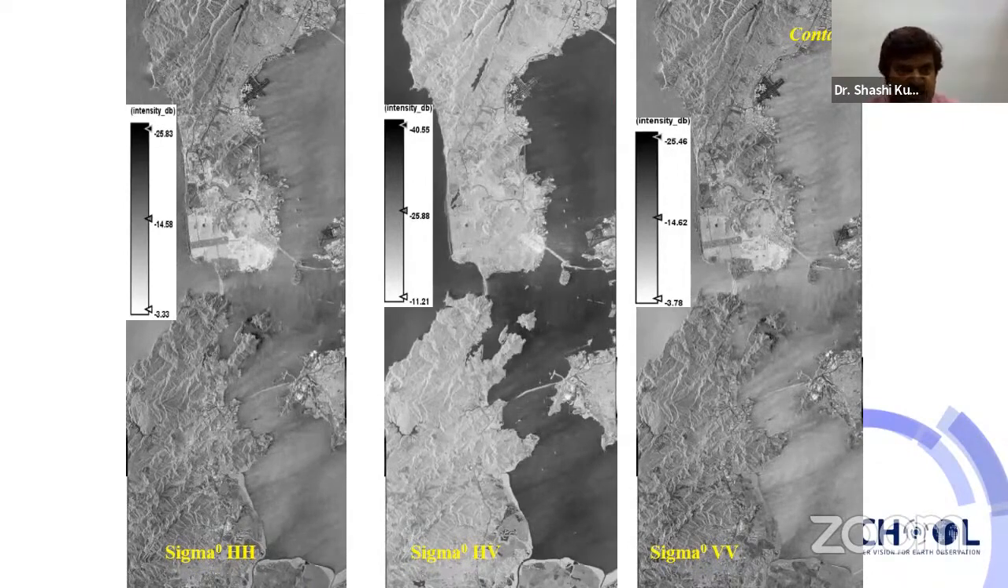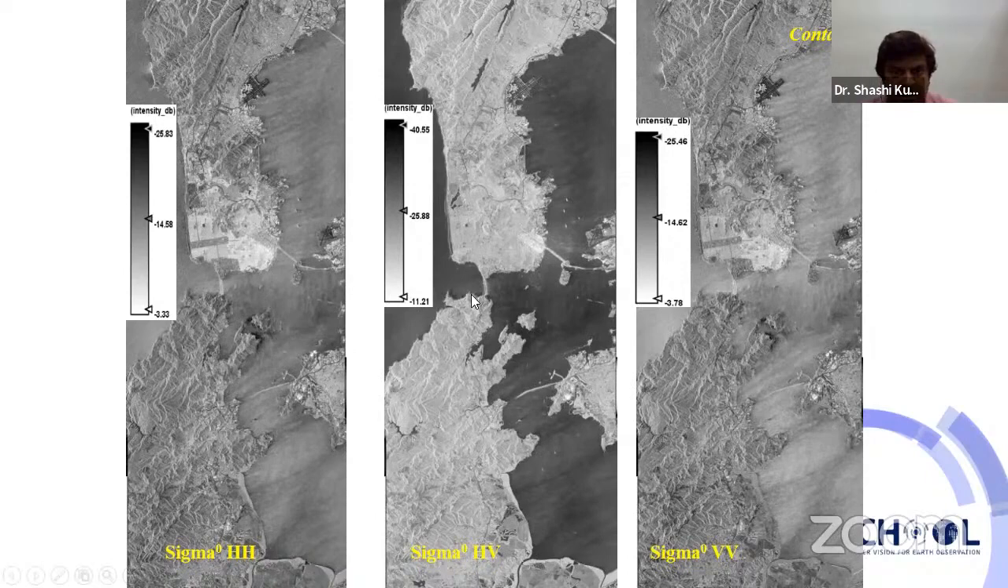If you see the intensity in dB, the backscatter cross section values for HH are ranging from -3.33 to -25.83. Now the low backscatter ranges are there in the sigma naught HV, because relatively lower values will be received, and those values are ranging from -11.21 to -40.55 dB. And for the VV channel, you can see that the values are ranging similar to the HH channel, minus 3.782, minus 25.46. But what we are going to see is the different sensitivity.